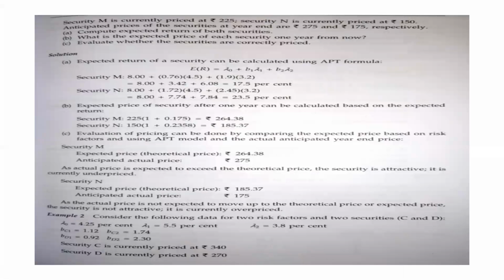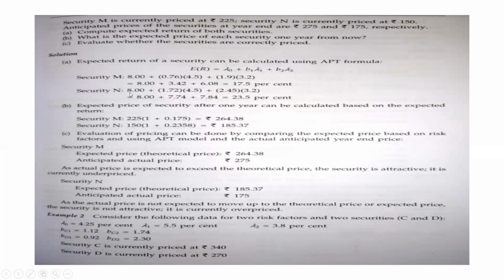Now we are going to work out a sample question using arbitrage pricing theory. See, the risk premium values are given, the sensitivity to factor 1 of security M is given, sensitivity to factor 2 of security M, and also the sensitivity to factor 1 and 2 of security N is also given in the question. So we can calculate the expected return, that is the question. Since all the data is available already, we can represent the data in the formula.